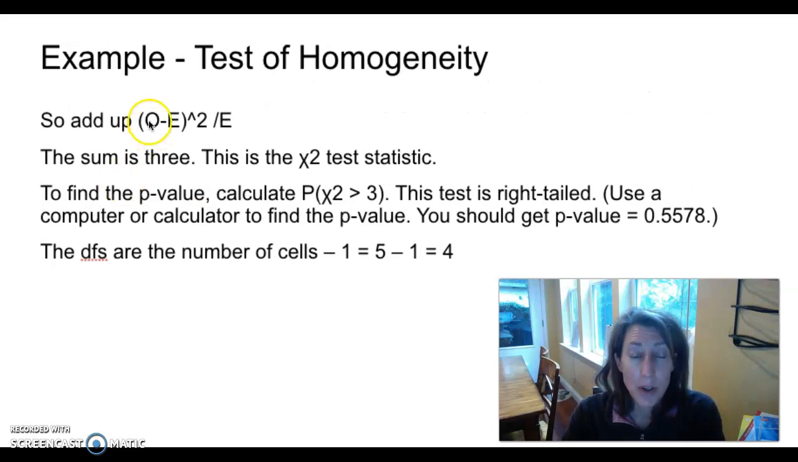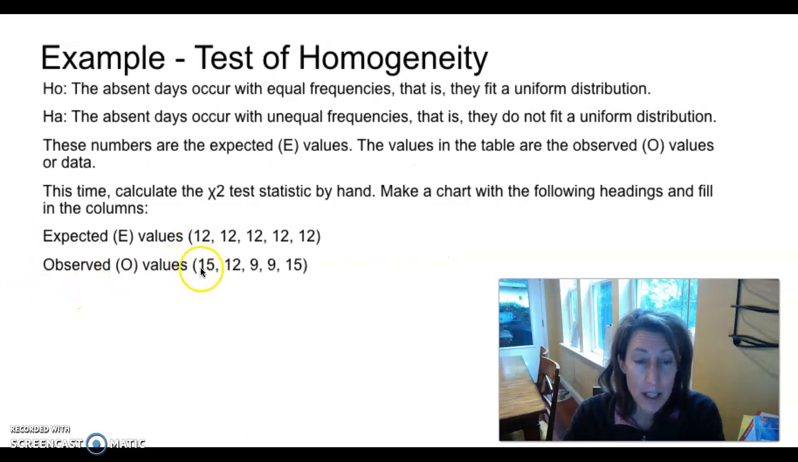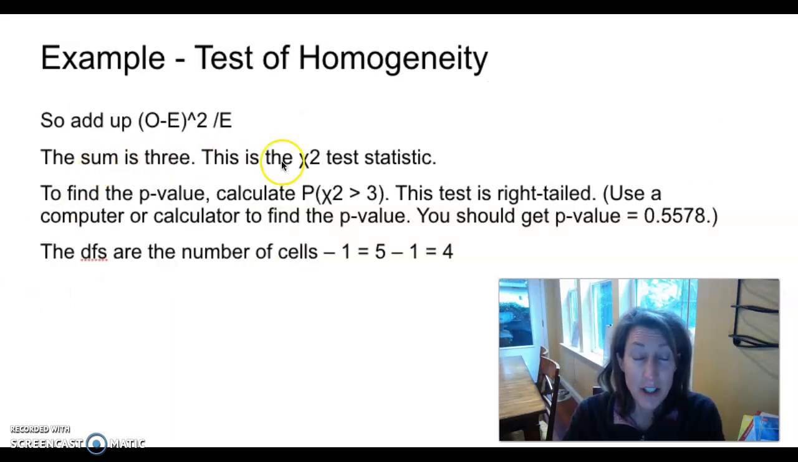So what we're going to do is add up each one of those O minus E's squared and divide it by E. If you think about it, we would take O, 15, minus E, 12, that would be 3. We would square it, and then divide it by E, 12. And then we would add it with 12 minus 12. That's O minus E squared. 0 squared is 0 divided by 12. That's 0. Then we would do O again. We're adding all this up. 9 minus 12 squared divided by 12, etc. And if you do that, what you'll find is that your chi-square statistic is 3.